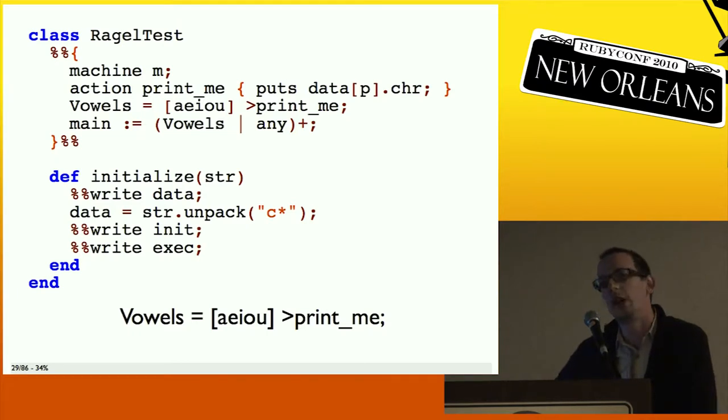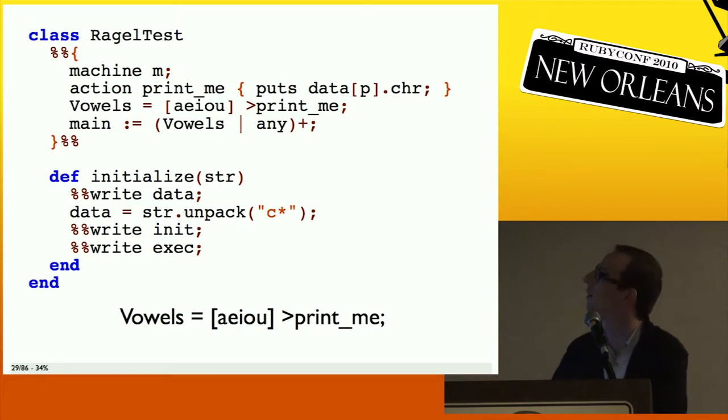Next, we have a submachine, basically another state machine, saying here's a character class looking for a vowel. And we also tag an action at the end of that, so that when we have a match or have an event, we'll call that action.